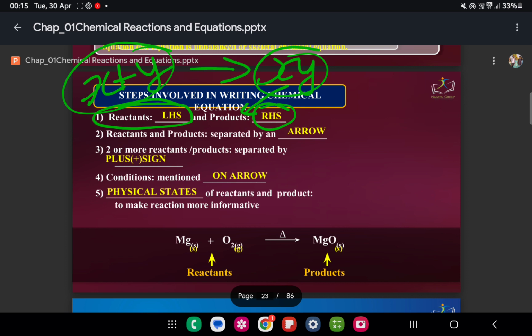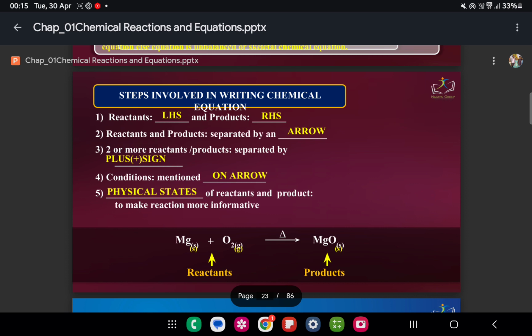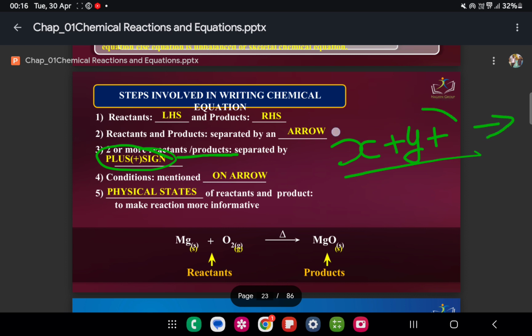Then the reactant and product are separated by an arrow. Arrow means this is the symbol of an arrow. Then two or more reactants and/or products are separated by a plus sign, anything X plus Y. Two or more means we can take another plus also. Like this we have to write with a plus sign.